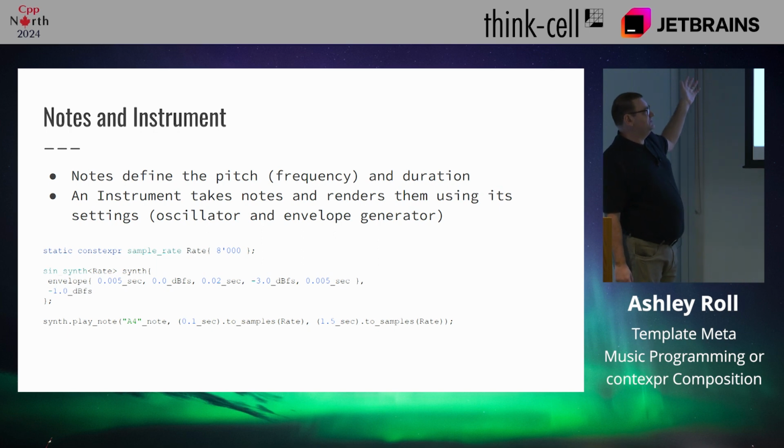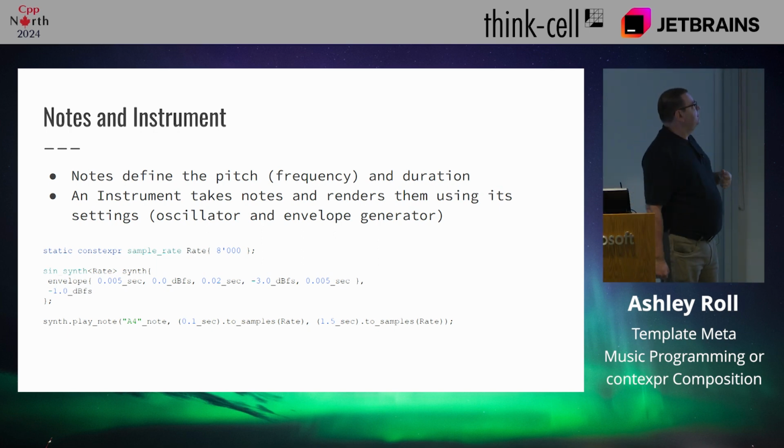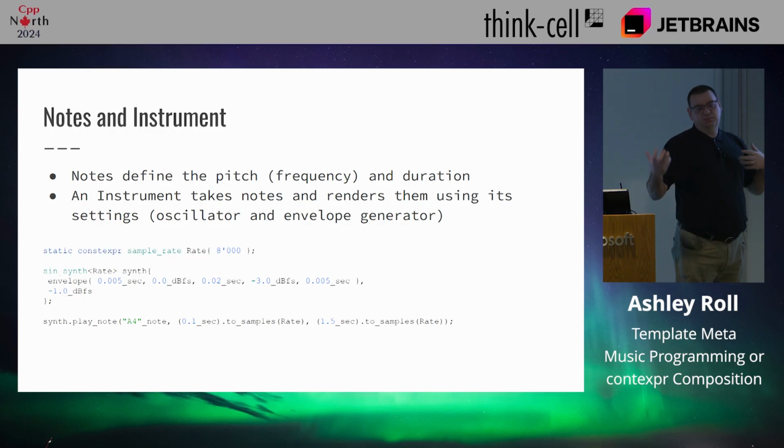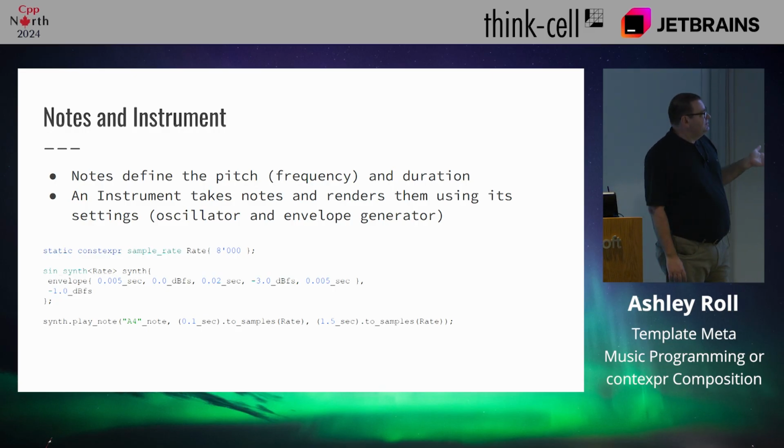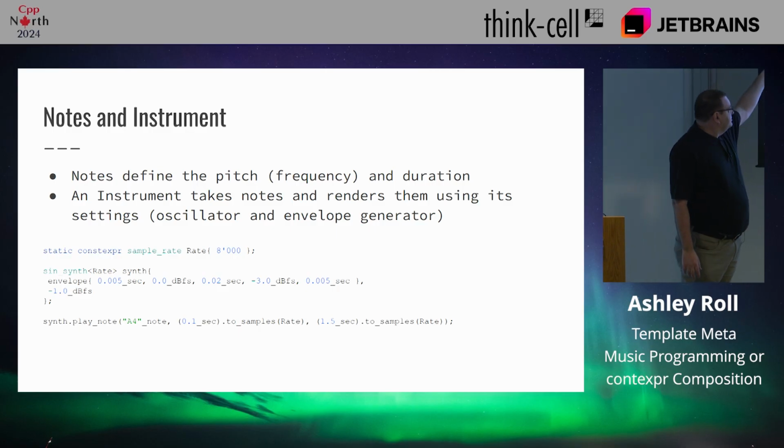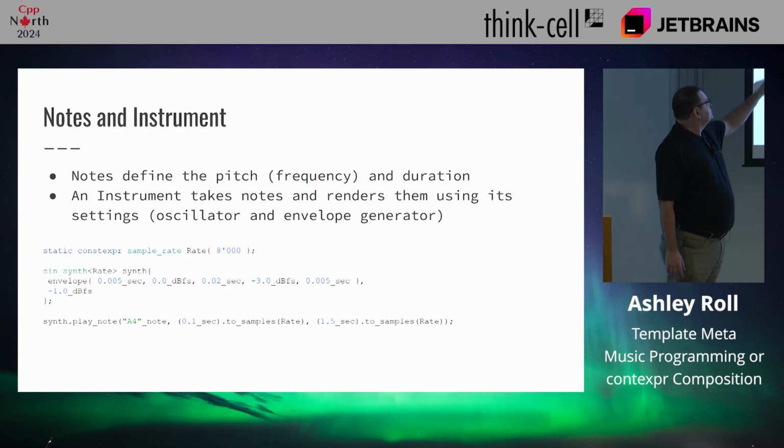So notes define the frequency, obviously, and the duration, and an instrument knows how to play those notes. It knows what its settings are, and so you just send it the different frequencies to play. So in this case, we have a sample rate because we need to know what our wave sample is going to be, because that determines our timing. We have our sine synthesizer here. That should be an underscore there.